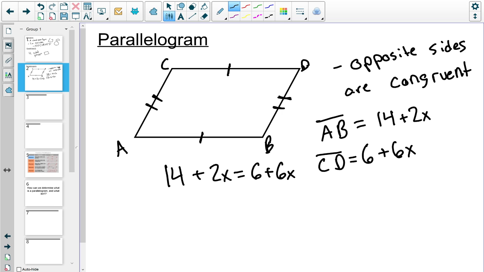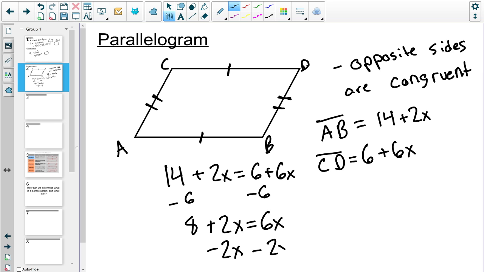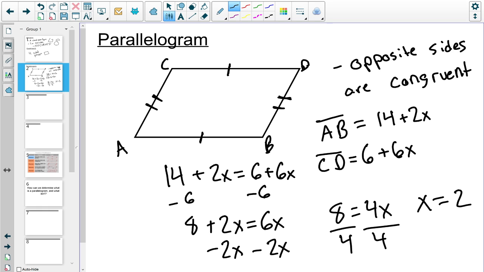And then we do some basic math here. Subtract the 6 from both sides. You're left with 8 plus 2x equals 6x. Then you subtract this 2x from both sides. What you're left with is 8 equals 4x. Then you want to get x by itself, so you divide each side by 4. And what you eventually get is that x equals 2. And you can plug that back into the 14 plus 2x and 6 plus 6x to solve for the side lengths. But wait, you wouldn't believe it.